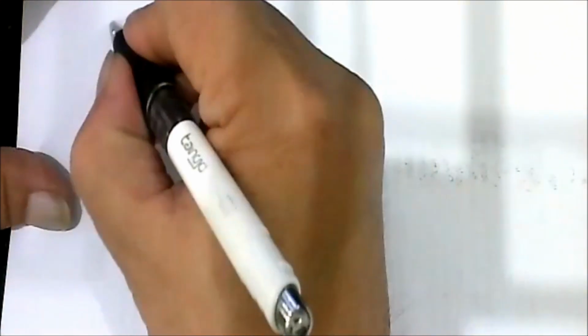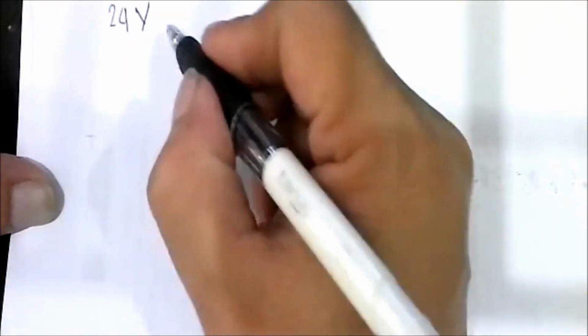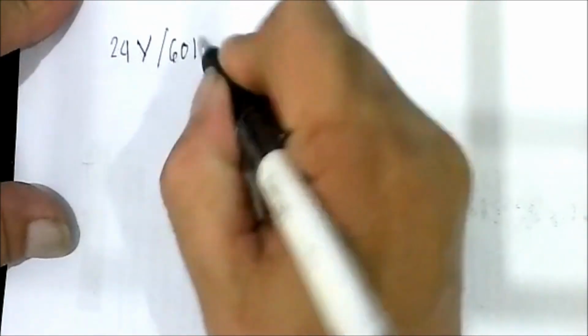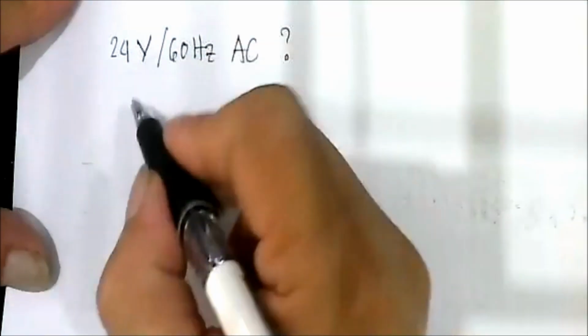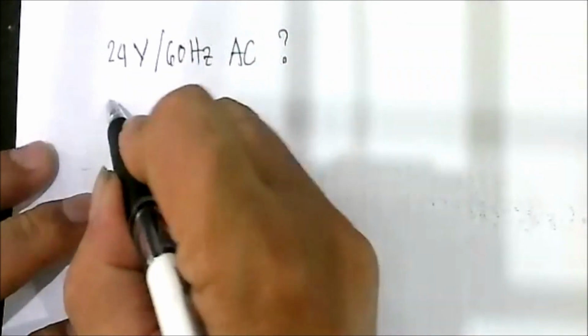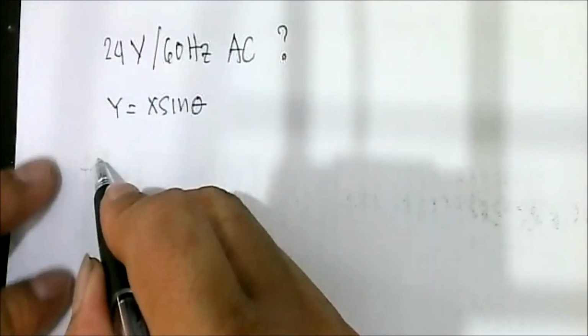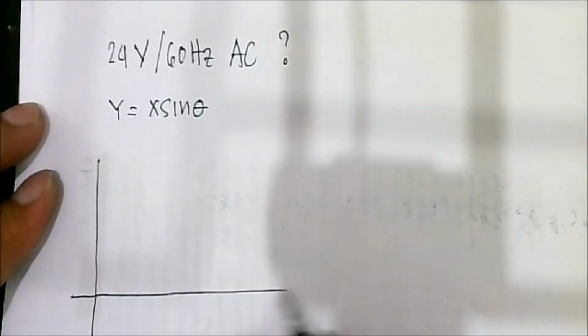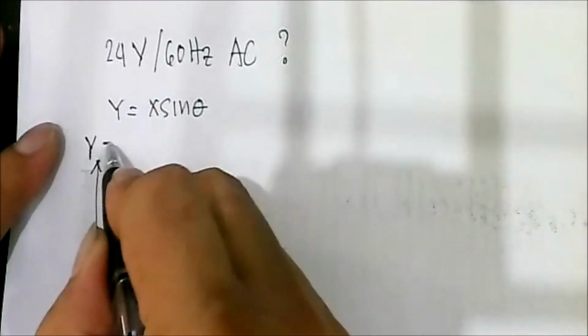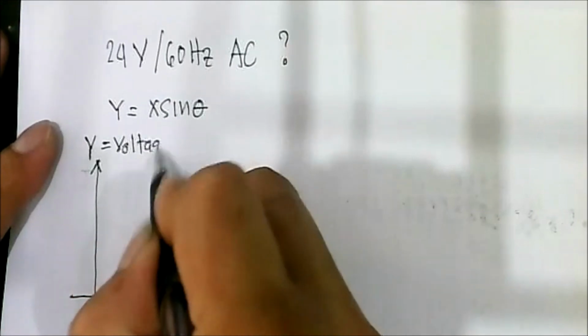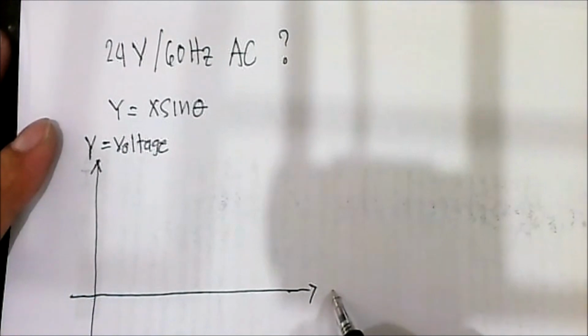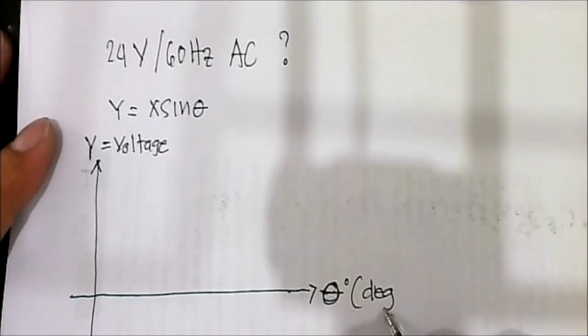So what we have here is the sine problem, 24 volts, 60 hertz AC. Let's draw the waveform: y is equal to x sine theta. This is your y-axis, which is your voltage level, and this is your time or your degrees, the angle P in degrees.